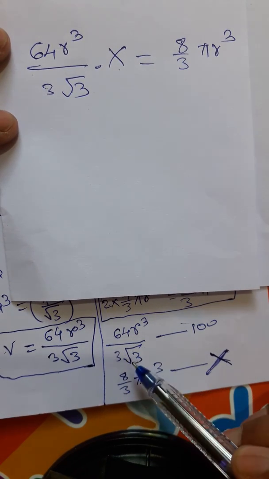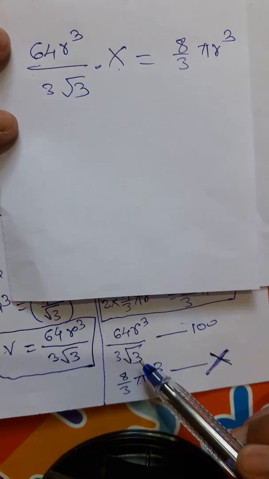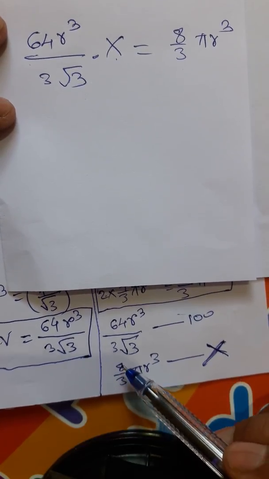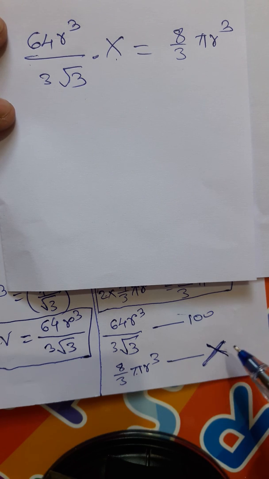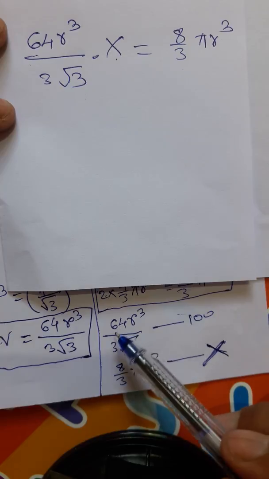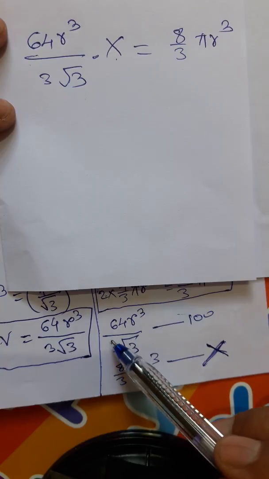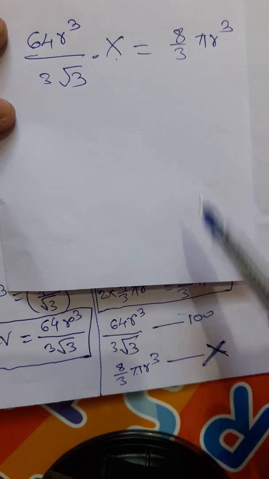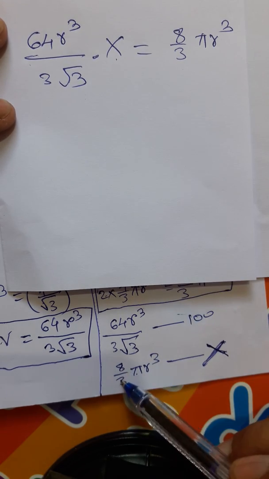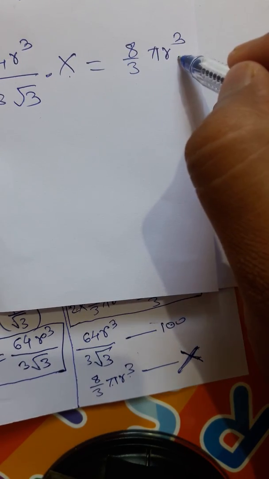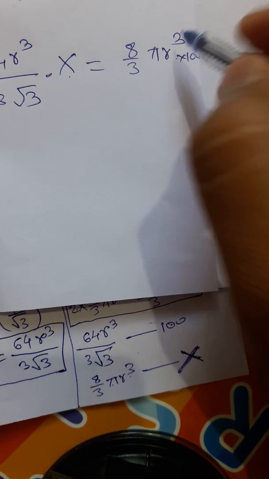64r³ upon 3 into √3, it is 100%, and this part 8/3πr³, it is x%. So after cross multiplication we get that 64r³ upon 3 into √3 multiplied by x is equal to 8/3πr³ multiplied by 100। तो यहाँ पे मुझे multiply by 100 लिखना होगा। Understand?